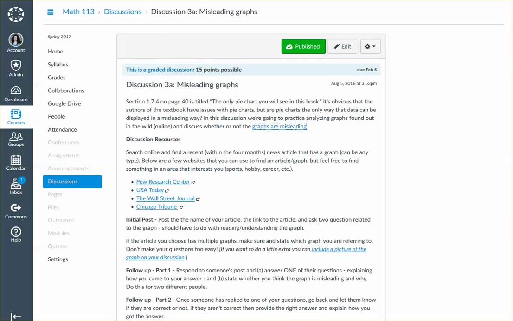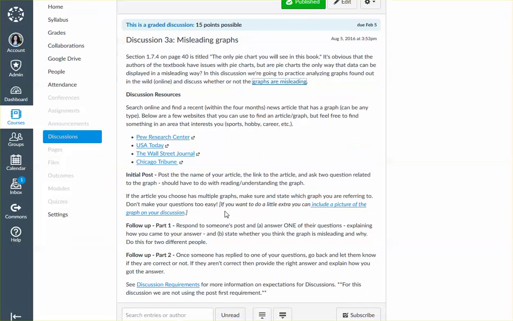So the first one is on misleading graphs. The only pie chart you'll see in this book is on page 40, and it talks about it. So what we're going to do is go into a little bit more detail, and that's where that graphs are misleading page that I said make sure to check out. What you're going to do is go through and find a graph and then ask some questions about it. Post that, but don't post the answers.